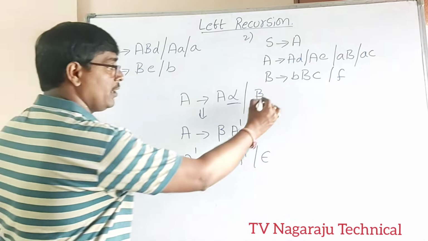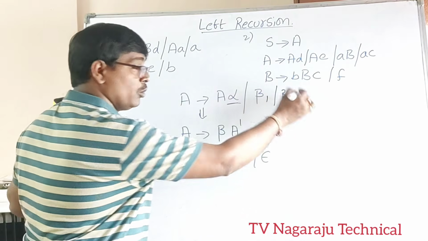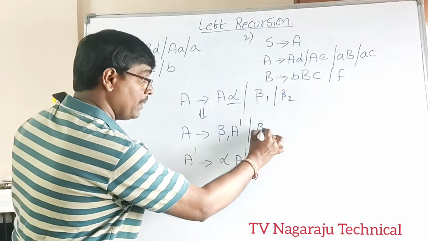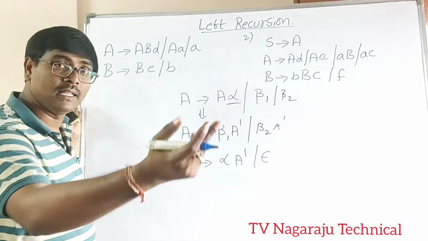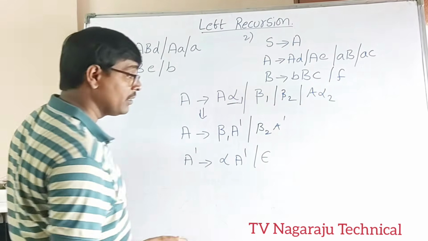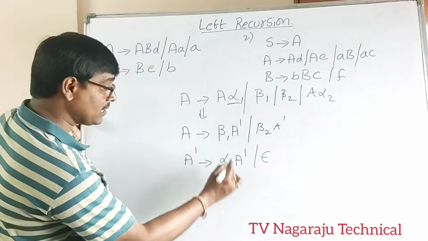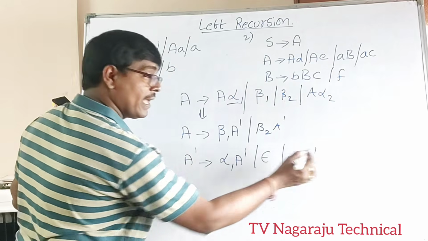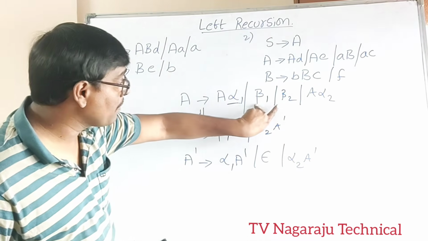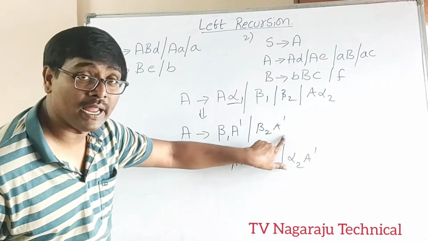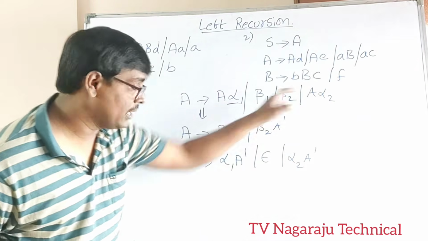For example, here you have beta 1, beta 2 and so on. The procedure is beta 1 A dash, beta 2 A dash, like this. For example, A alpha 1, A alpha 2. Then A dash tends to alpha 1 A dash, alpha 2 A dash, like this. Any symbols that do not begin with A, write all those with A dash. If any begins with A, reverse.